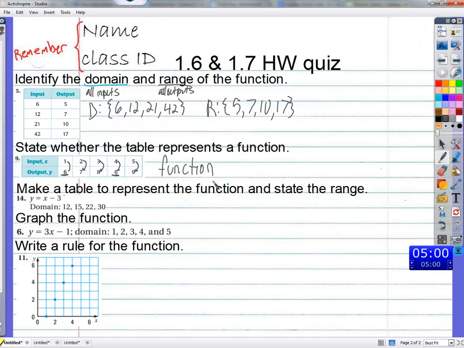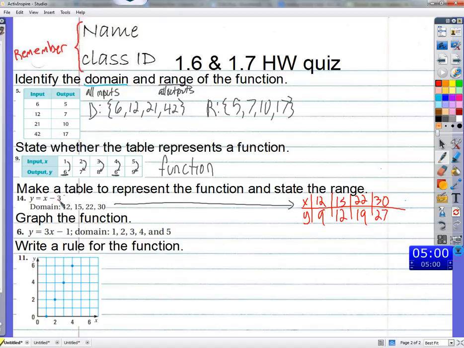We're going to make a table to represent this function, number 14. What's a table look like? Like this. This is a table. We can make a table like this, x, y, or we can make a vertical, whatever we want. So what's going to go here? And we're going to put in also 15, and 22, and 30. When we put in 12, what comes out? 15, what comes out? 22 and 30. So that's a table. It shows what goes in and what comes out. One way to represent a function.